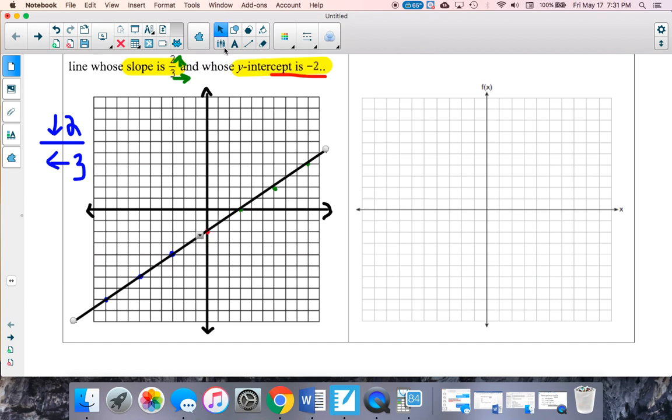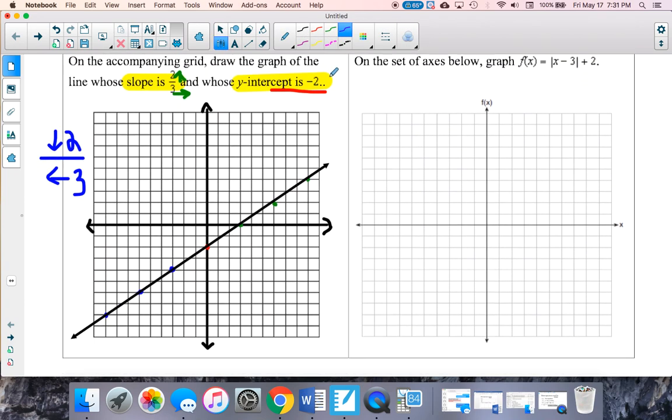And last but not least, please remember to label, well, this one doesn't have an equation, so it's okay. But if we wanted to label this, this would be y equals 2/3, because that is my slope, that is my m, x minus 2.